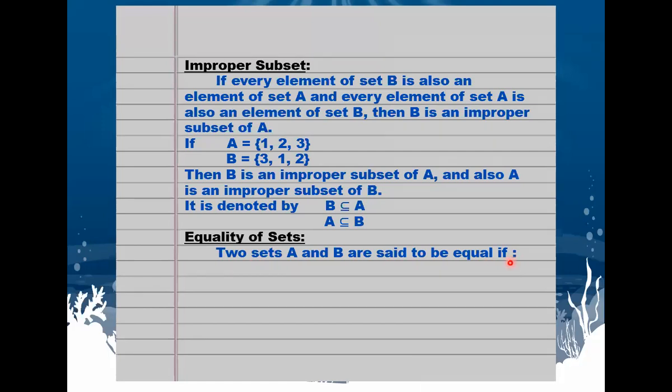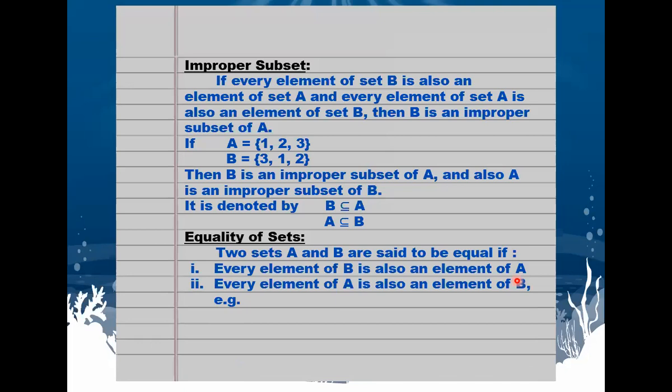Point number one, every element of B is also an element of A. Point number two, every element of A is also an element of B.